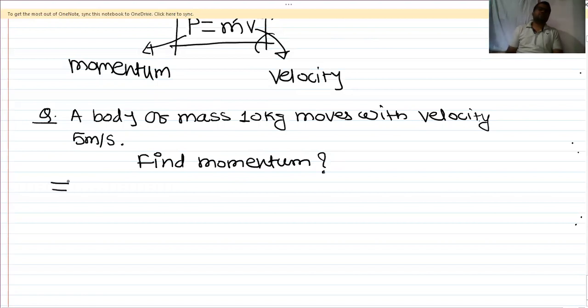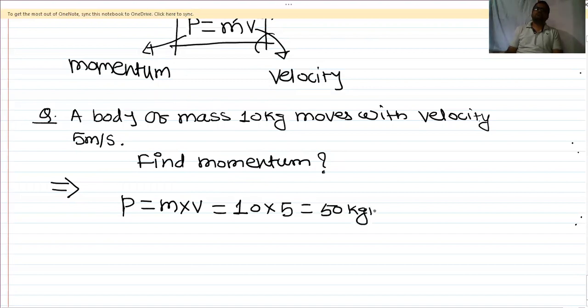So see here, we know that momentum P is equal to mass times the velocity. Here the mass is 10 kg and the velocity is 5 meter per second. So 10 into 5 is 50 kg meter per second. So it is that simple, right? So the momentum is 50 kilogram meter per second, right?